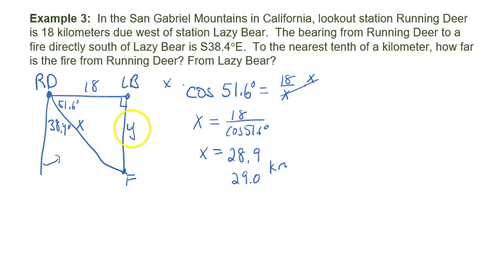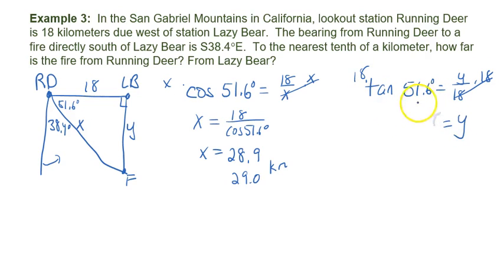Then I'm trying to find where the fire is in relation to Lazy Bear, so that would be y. That is my opposite side. So opposite and adjacent go with tangent. Tangent 51.6 would be y over 18. Multiply both sides by 18.